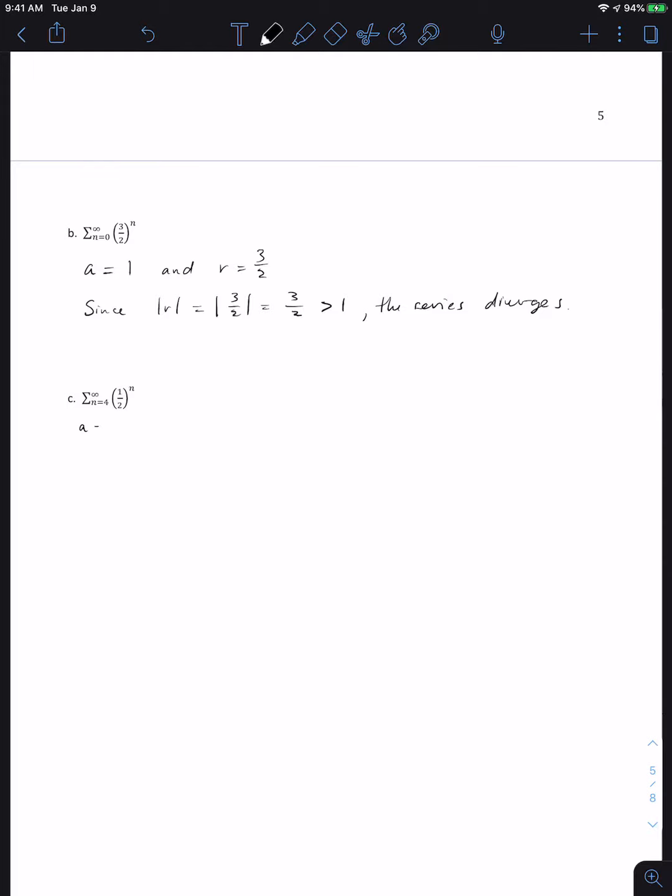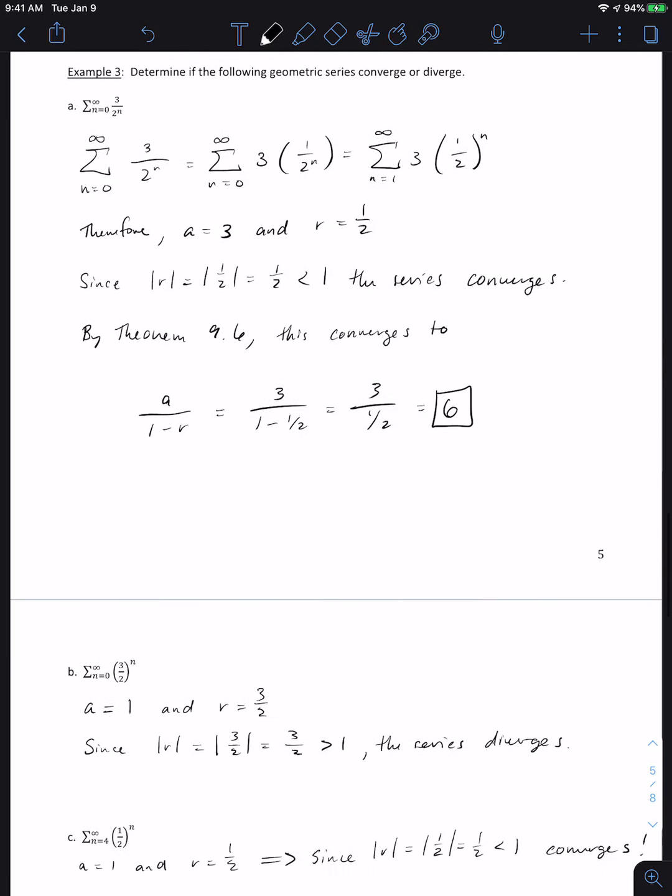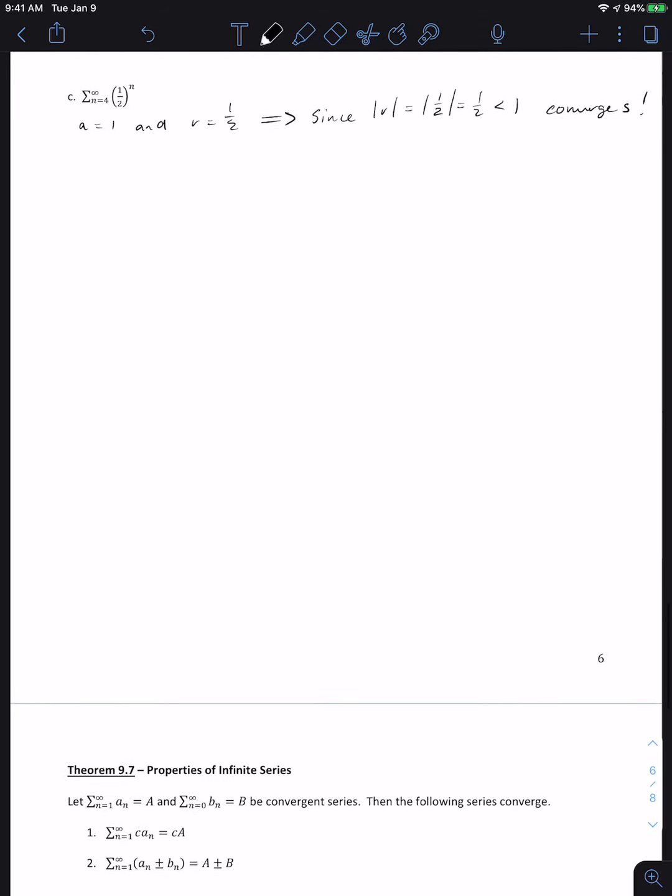So first, again, we notice that a, the coefficient out front, is just 1, and r equals 1/2, right? That's my ratio. So what does that mean? Since the absolute value of r, which is the absolute value of 1/2, which equals 1/2, is less than 1, this converges, right? Cool. But the question also asks to find the sum, what it converges to. Well, actually, it just said determine it, but I'm telling you that we should figure out what it converges to, right?